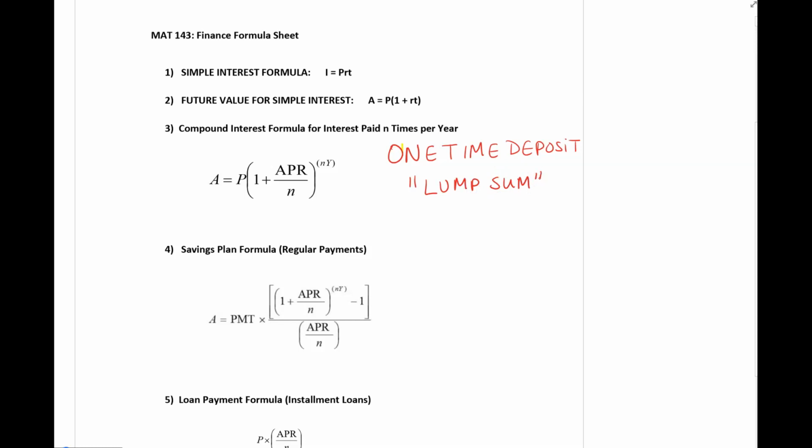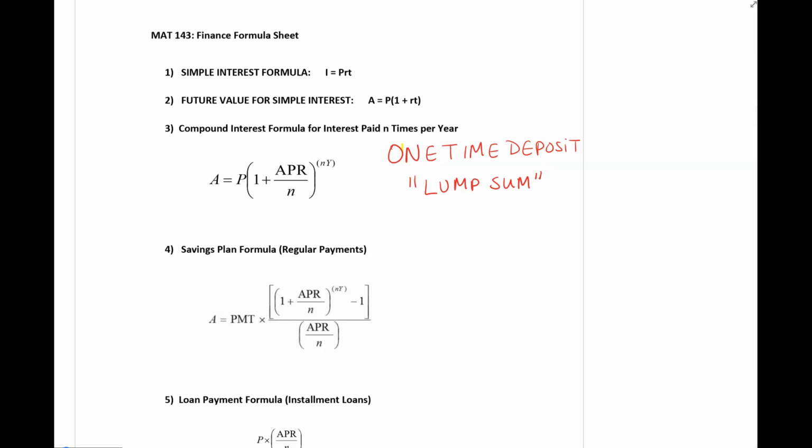So maybe you got a stimulus check and you want to take that entire stimulus check and deposit it into a savings account one time and leave it alone for a couple years so that maybe it will grow and you'll have enough to put as a deposit on a car. So that's when you have a lump sum of money and you're just going to take that and deposit it into an account and let it grow.